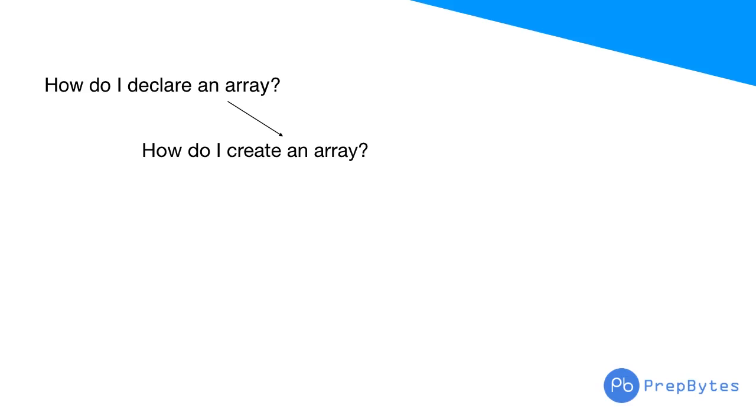Similarly, just as we declare a variable, we need to allocate memory to the array. That is what I'm talking about: how to create an array, or how do I define an array. The next question is, how do I initialize elements of an array?